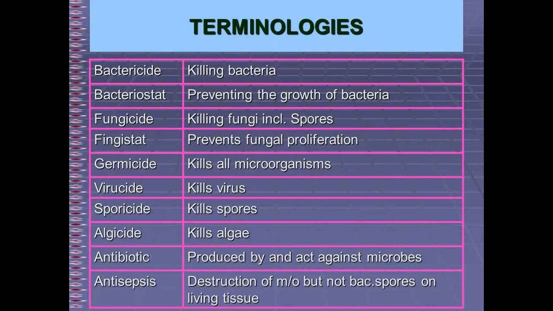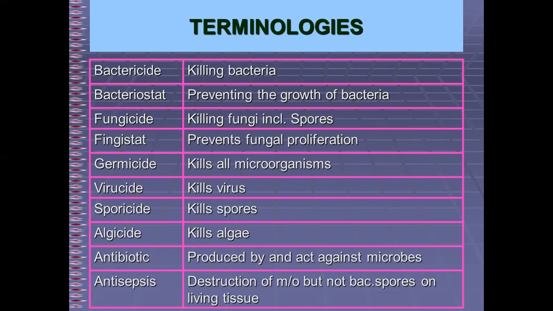Then germicides kill microorganisms. Virucides are agents that kill viruses. Then sporicides are agents that kill spores. Algicides are agents that kill algae. So for all this terminology you have to remember cides. Cidal means killing, and static means only preventing or inhibiting action. Antibiotic means produced by microbes to act against microbes.